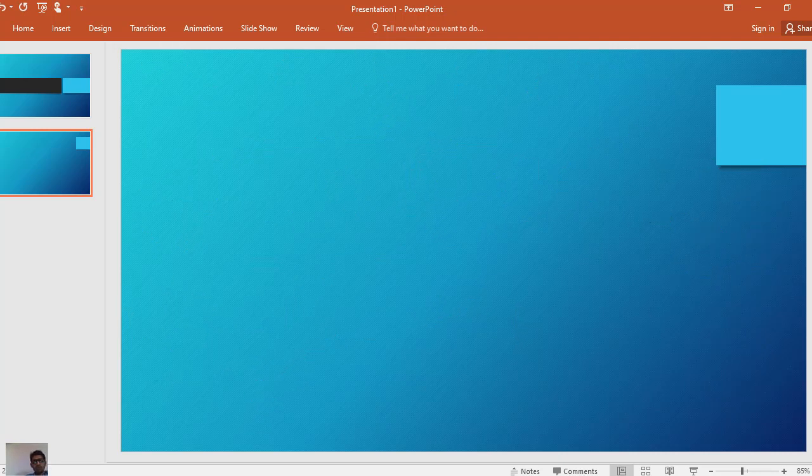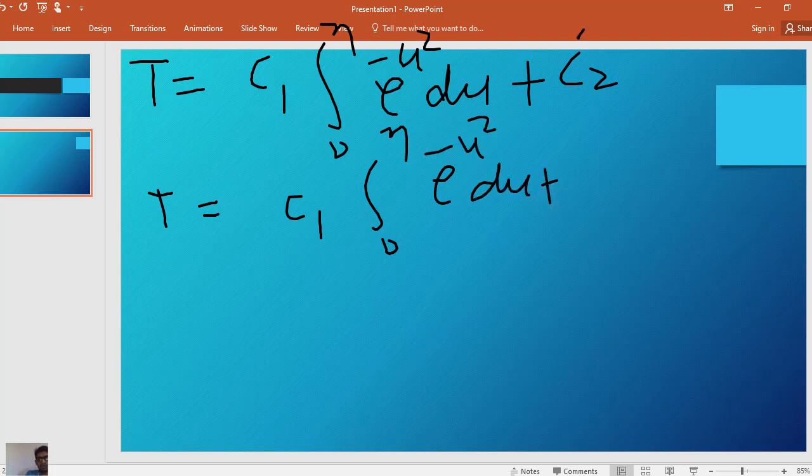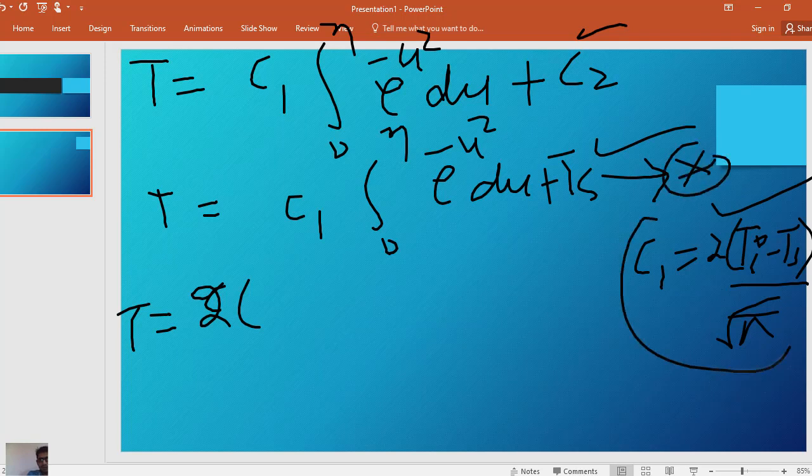Now we know that T is equal to C1 integral from 0 to n of e to the power minus u square du plus C2. We can also write this as C1 integral from 0 to infinity of e to the power minus u square du, and C2 is Ts. We have already derived C1, which is equal to 2 times Ti minus Ts under the root. Suppose this equation is numbered star. So put C1 in equation star.